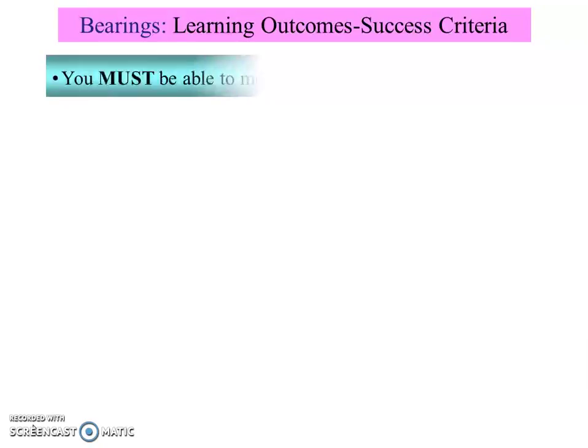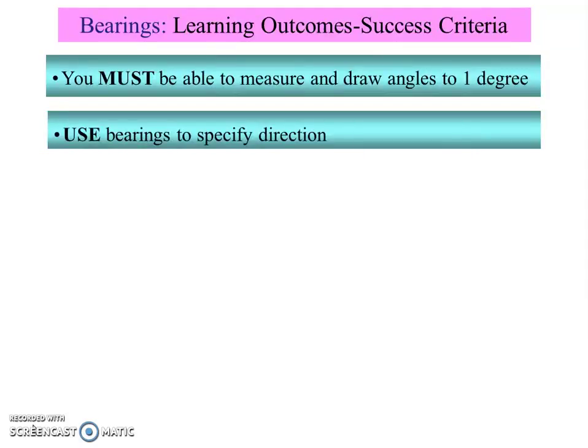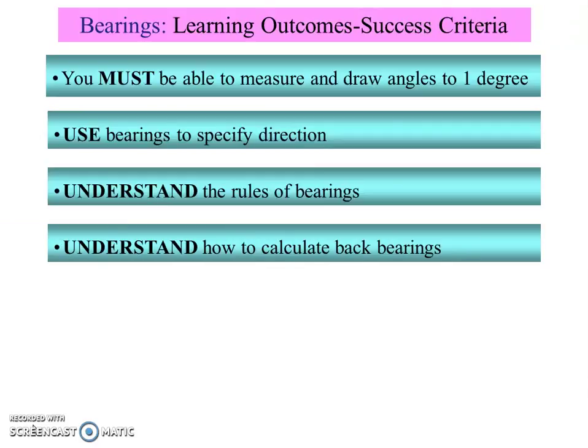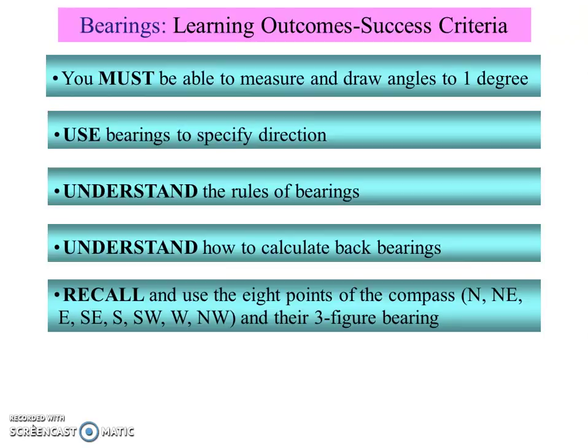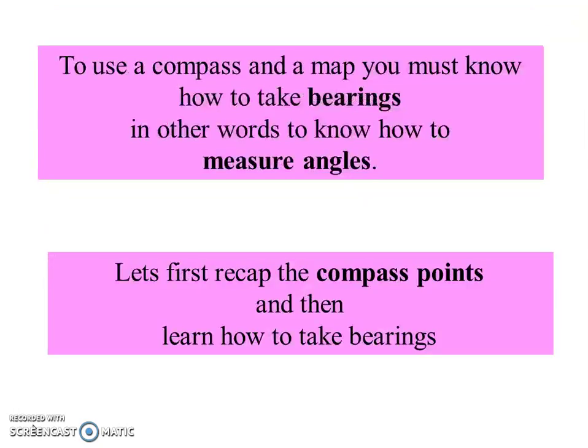Now today we are going to talk about bearings, and let's see what you have to learn about bearings. You must be able to measure and draw angles to 1 degree. You must be able to use bearings to specify direction. You must understand the rules of bearings. You must understand how to calculate back bearings. Recall and use the 8 points of the compass and their 3-figure bearing. And you must be able to use 3-figure bearings to specify direction.